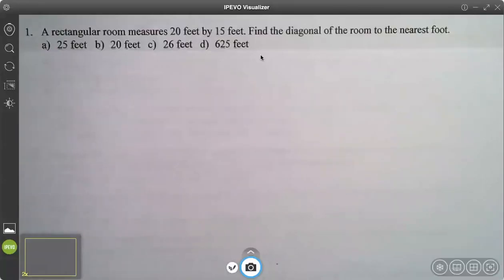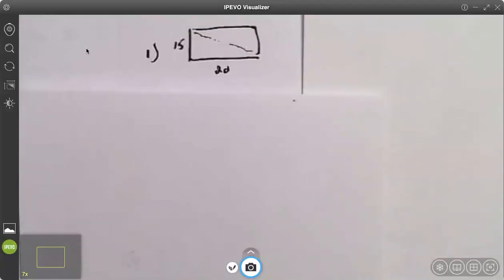Okay, we're going back to number one. I saved this one for a reason, and then we're going to do number eight, and then we'll be done. Number one, a rectangular room measures 20 feet by 15 feet. Find the diagonal of the room. Draw your picture. Here's my picture. Find the diagonal.